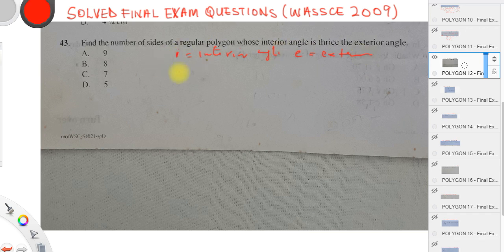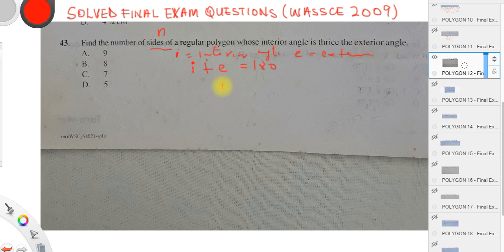We know from this topic that if you sum an interior angle and an exterior angle, you get 180 degrees. So one interior angle plus one exterior angle will give us 180 degrees. The question says we should find the number of sides of a regular polygon, so we are going to find the number of sides, n, whose interior angle is 3 times the exterior angle.